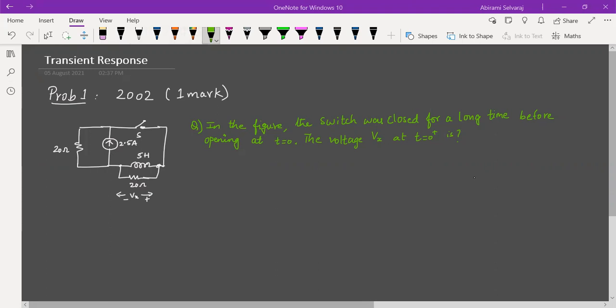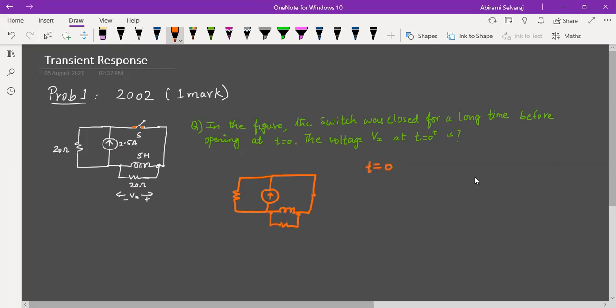I don't know whether my cursor is visible, so let me take some color to show you. Okay, so this is a switch. It was actually closed for a long time before opening at t equal to 0. So the actual circuit was like this. It was not open. It was closed. It was like this.